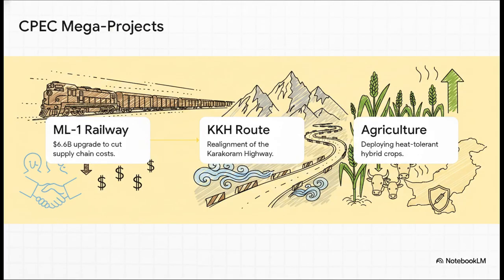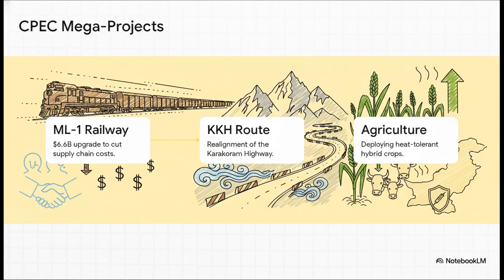And to score top marks, you need specifics. Citing these massive flagship mega projects adds incredible weight to your economic analysis. For example, the $6.6 billion ML1 railway upgrade, that is the logistical spine of this whole transformation, aiming to drastically cut supply chain costs from Karachi all the way to Peshawar. Then you have the realignment of the Karakoram Highway to secure it against climate change.